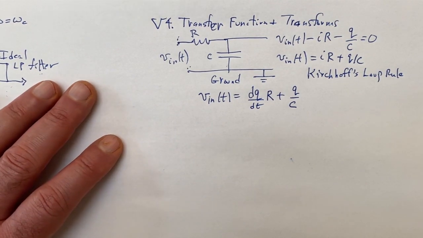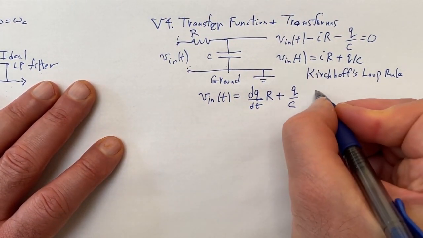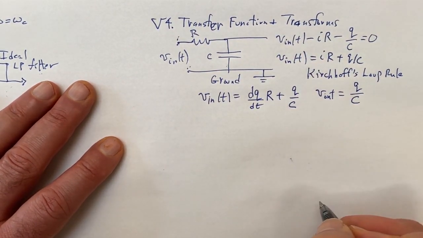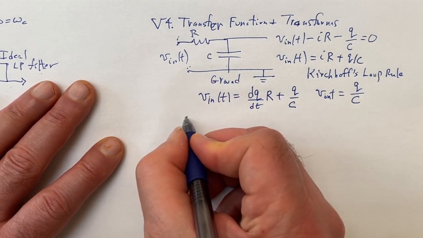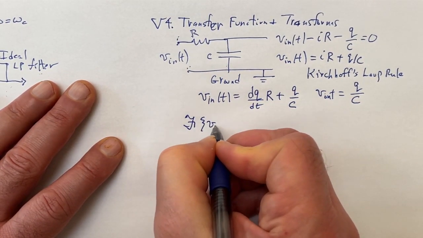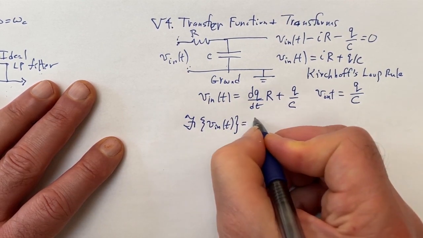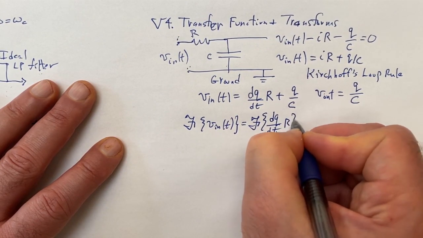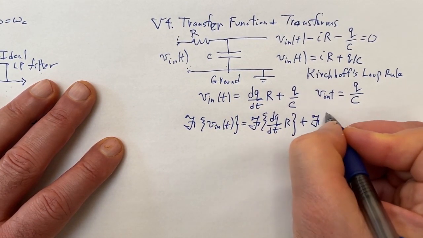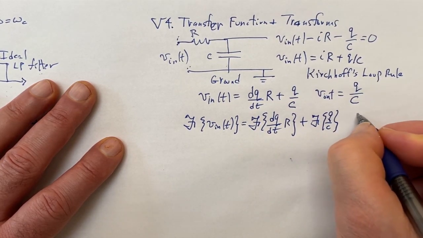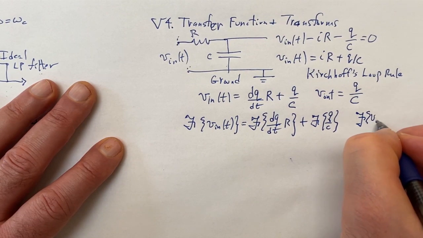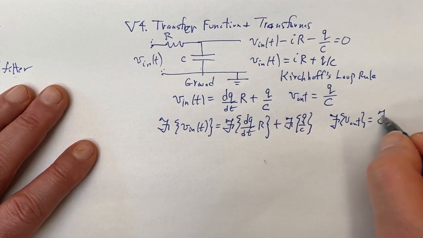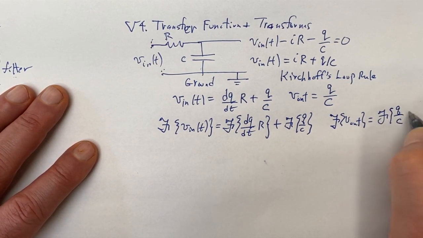Okay, so now before we do that, let me just write down the output. The output would just be the voltage across the capacitor. That's just Q over C. That's all that is, all right? So now we're going to Fourier transform everything. Now the Fourier transform of V_in equals the Fourier transform of dQ/dt times R plus the Fourier transform of Q over C, and the Fourier transform of V_out is just going to be the Fourier transform of Q over C.